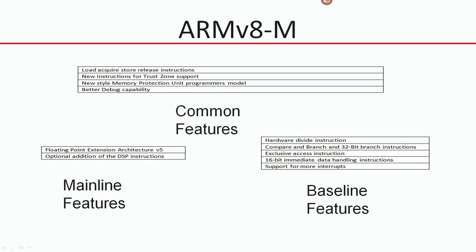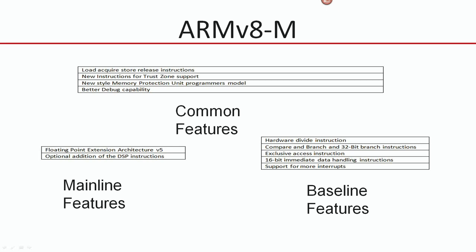So in terms of additions for the mainline architecture, there'll be a new floating point processor unit, and also the option to add the DSP instructions without having to have the hardware floating point unit. At the moment, the Cortex-M4 has the enhanced DSP instructions, but it also has hardware floating point. So you have to have both. In the future, silicon developers will be able to select to have either feature independently.